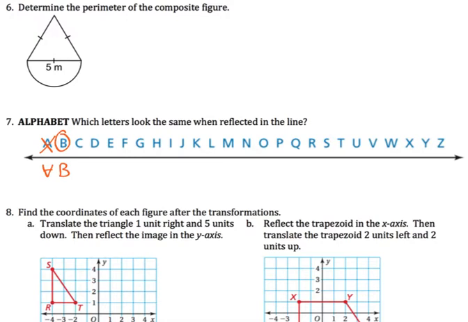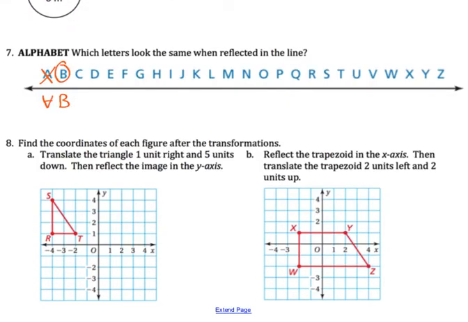Okay, number 8. Find the coordinates of each figure after the transformations. So you have to do multiple transformations here. Translate the triangle 1 unit right and 5 units down. Then reflect across the y-axis. So you're going to do the translate 1 right and 5 down, and then go across the y-axis. So if I go 1 right and 5 down, T goes 1 right and 1, 2, 3, 4, 5 down. That's T prime. R goes 1 right and 5 down. There's R prime. S goes 1 right and 5 down. There's S prime.